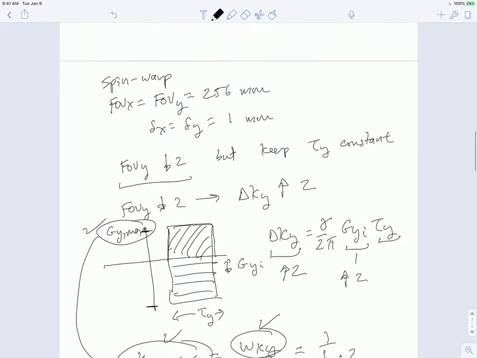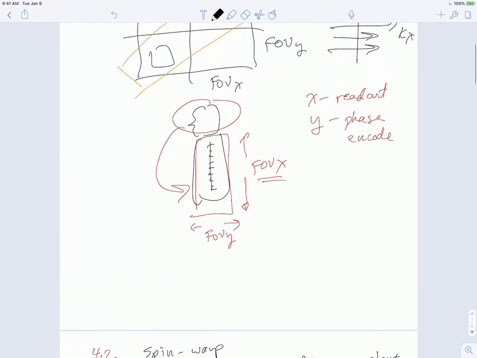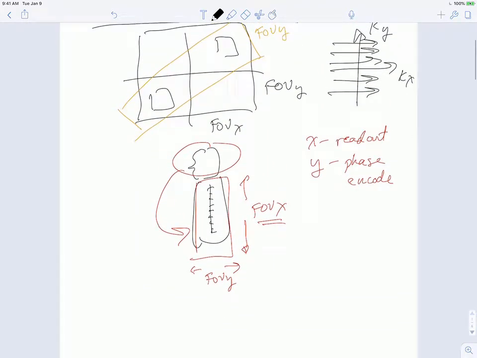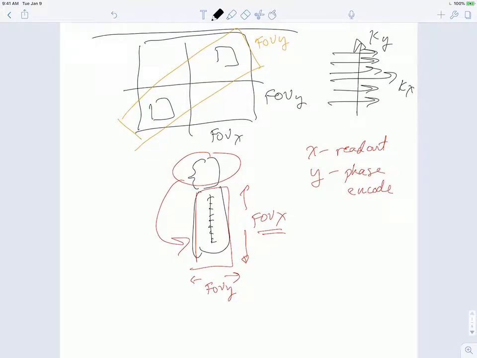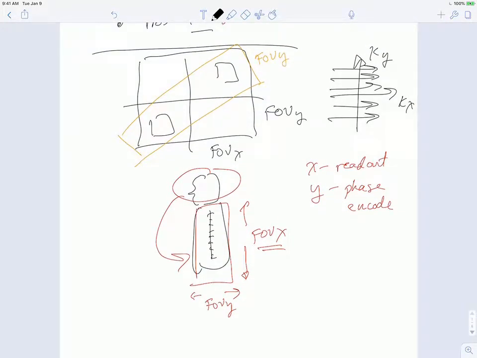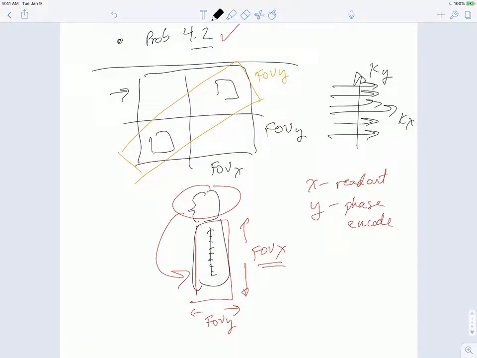So I think we did this before you came in. Were you here when we did this one? Okay, so this was the problem, right? And the question was, how do you make the FOV smaller? It's the FOV in the y direction that takes you the time, because that determines your WKY, and you have to have all these lines go through. So how do you make that FOVY smaller? The idea is you could just rotate the object or change your coordinate system.